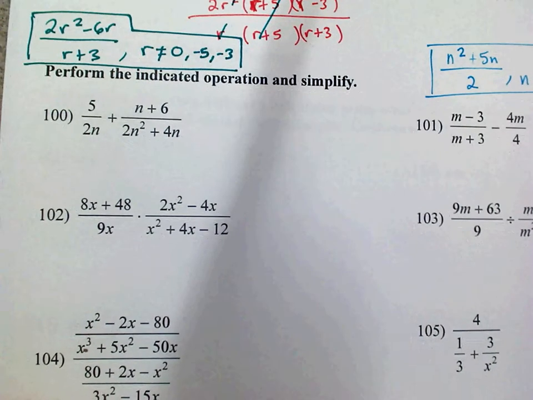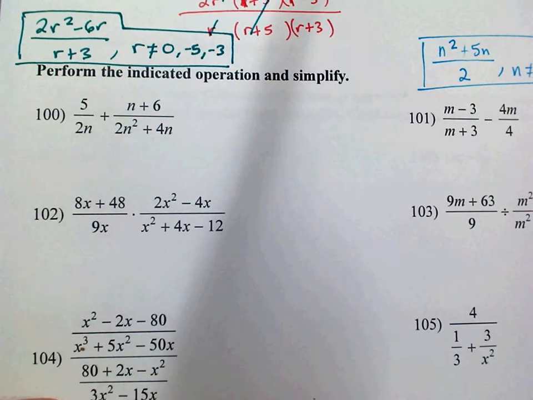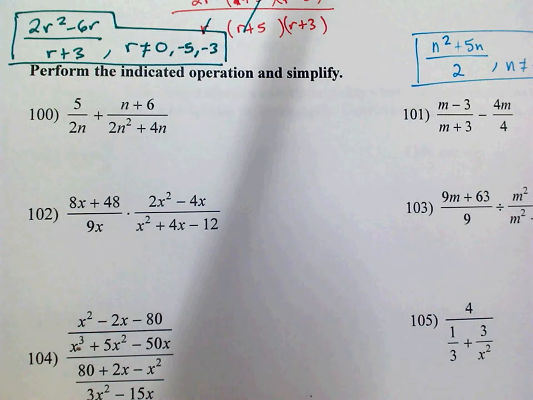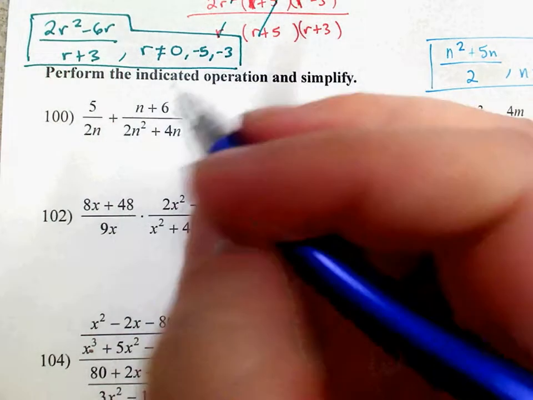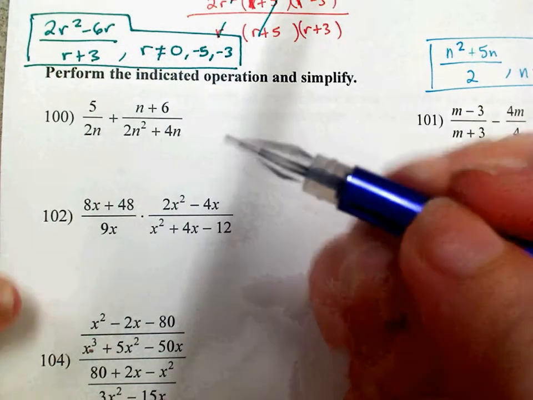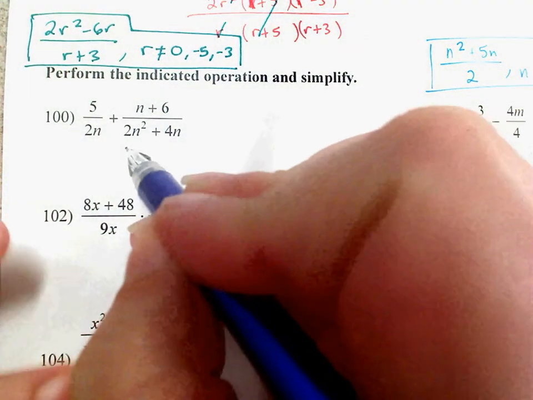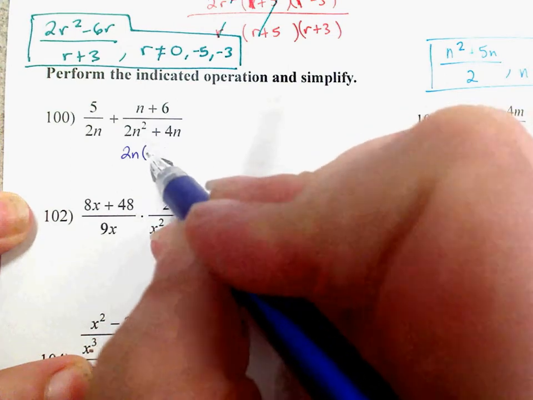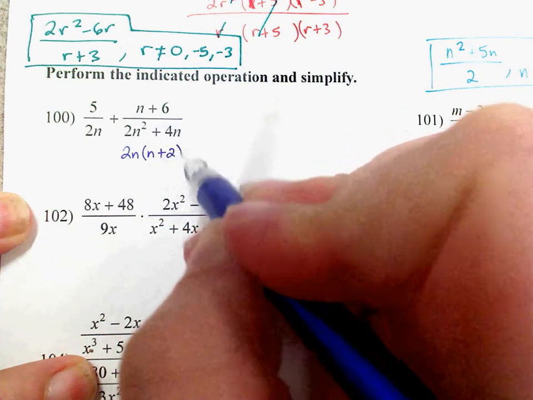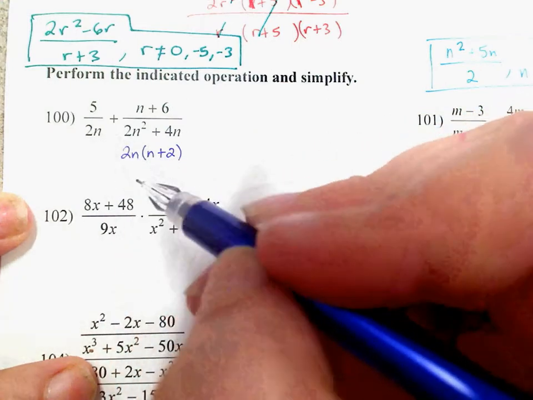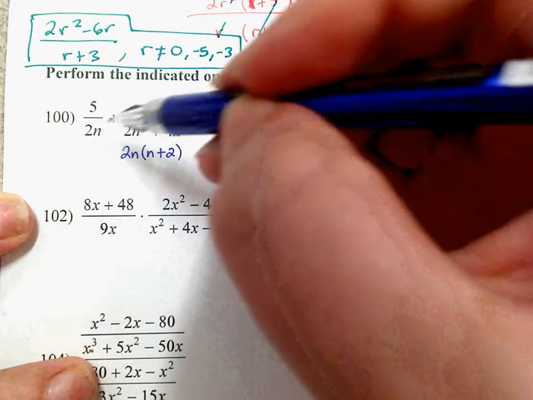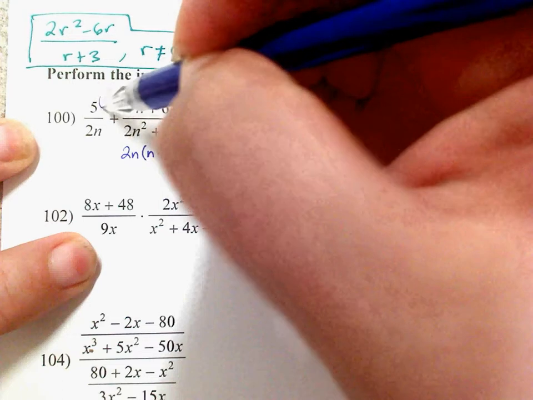And then number 100 says perform the indicated operation and simplify. So in order to add 2 fractions, you have to have a common denominator. What I want to do is factor out any common factors in this denominator, 2n, and I'm left with n plus 2. So in fact, these both have a 2n in them already, which means the only thing I need to make them have a common denominator is to multiply this by n plus 2.